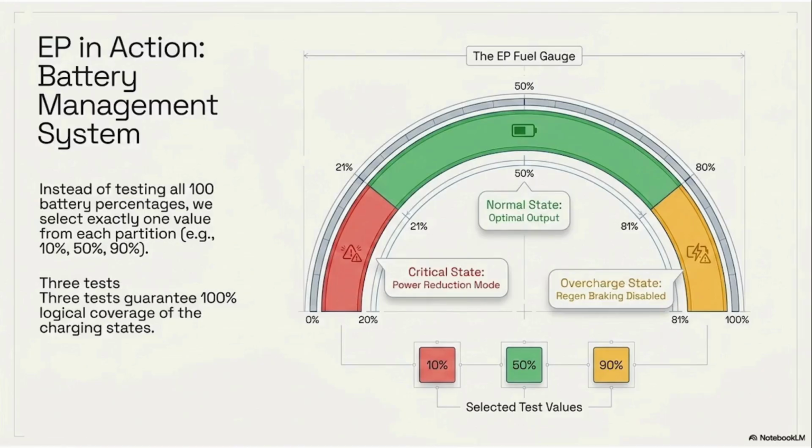Let's look at EP in action within a battery management system. Instead of testing all 100 individual battery percentages, we select exactly one representative value from three partitions: 10% for the critical state, 50% for the normal state, and 90% for the overcharged state. These three tests provide 100% logical coverage of the battery's changing states.